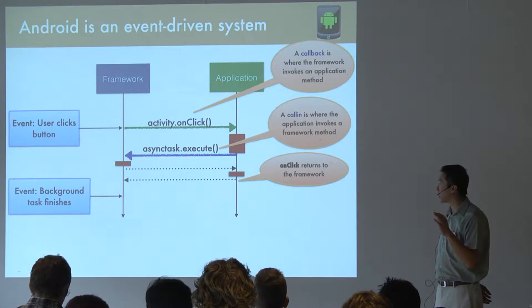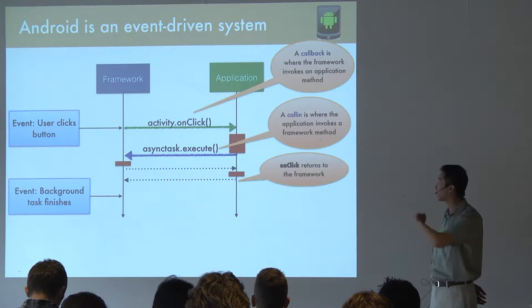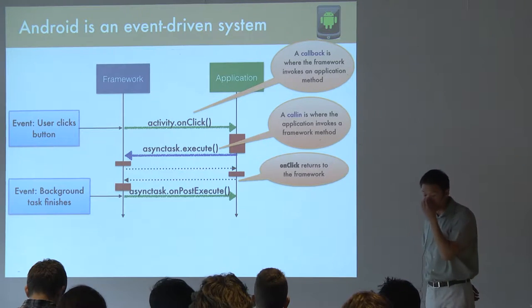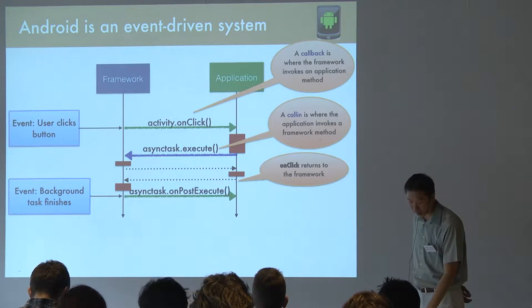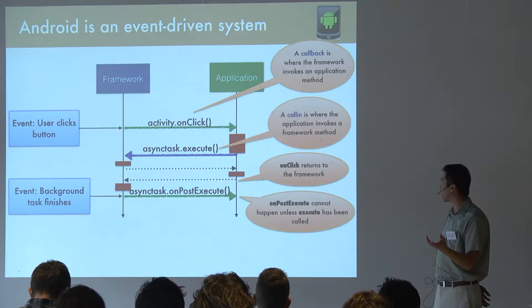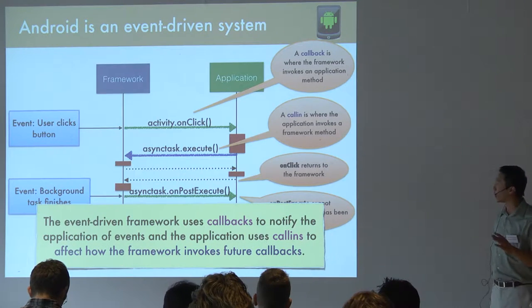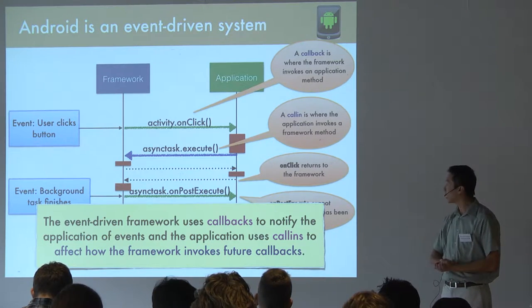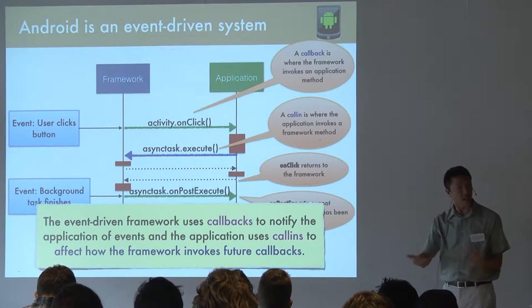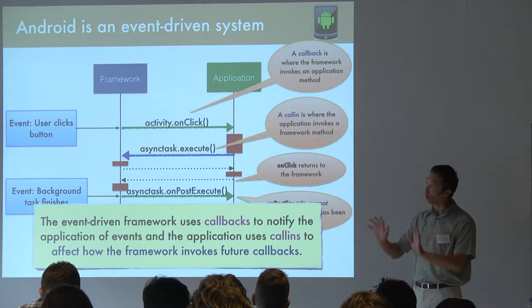And then the next event is that, well, in that previous callback, we launched a background task called an async task with an execute call. And then that task finishes, right? And once that task finishes, you as the application get a notification, a callback, of this on-post-execute callback. In particular, this on-post-execute callback cannot happen unless execute has been called, right? So the event-driven framework here in Android uses callbacks to notify you, the application, of events, but you, as the application, use call-ins to affect how the framework invokes future callbacks. And that's the hidden truth that I was not so upfront with earlier.